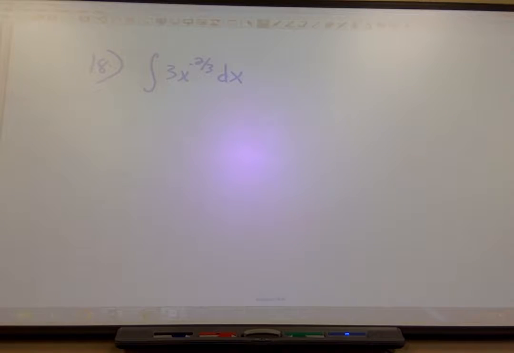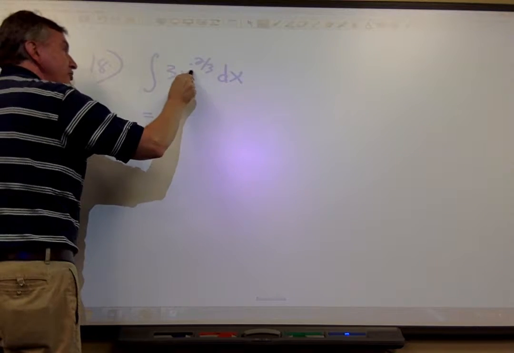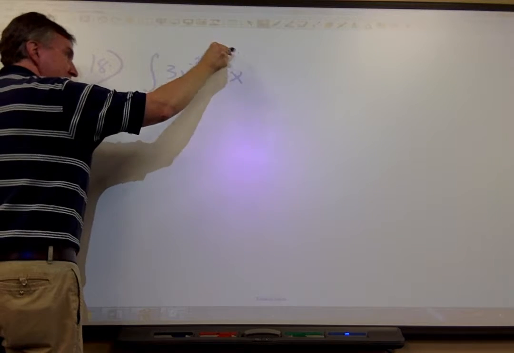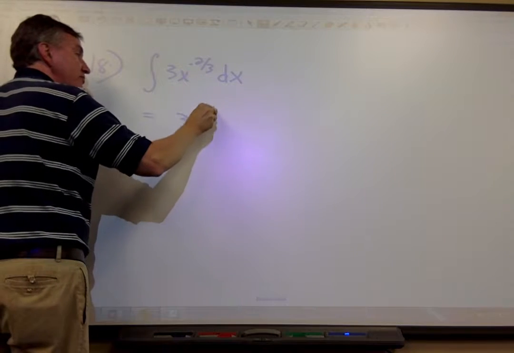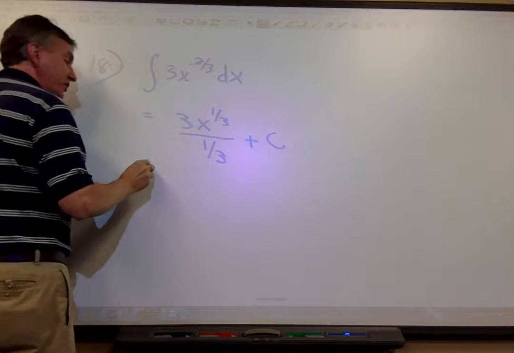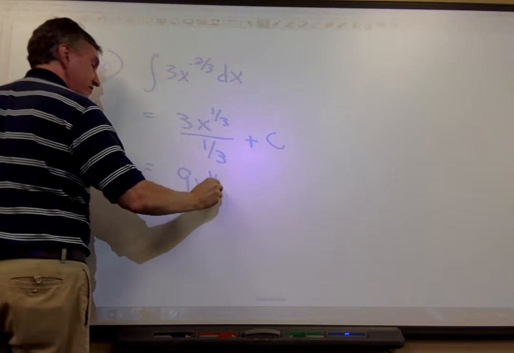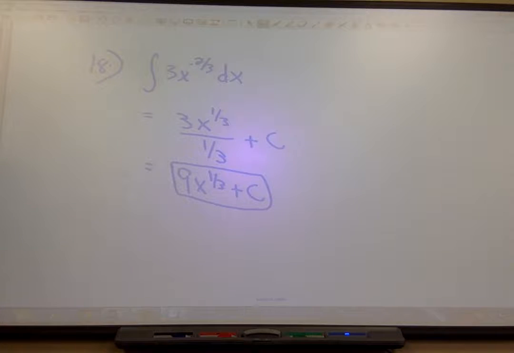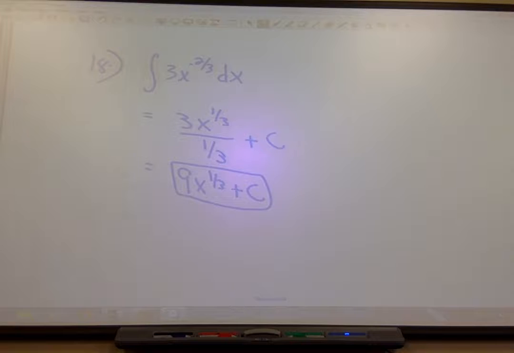Can you see how that whole area? What will my new power be? If I add 1, it will be positive 1/3, right? So 3x to the 1/3 over that new power. Now tell me what that is if I simplify. Is it not x to the 1/3 plus 6? Yes. Here you go. Because when I divide by a third, I multiply by 3 over 1, and that makes it 9.